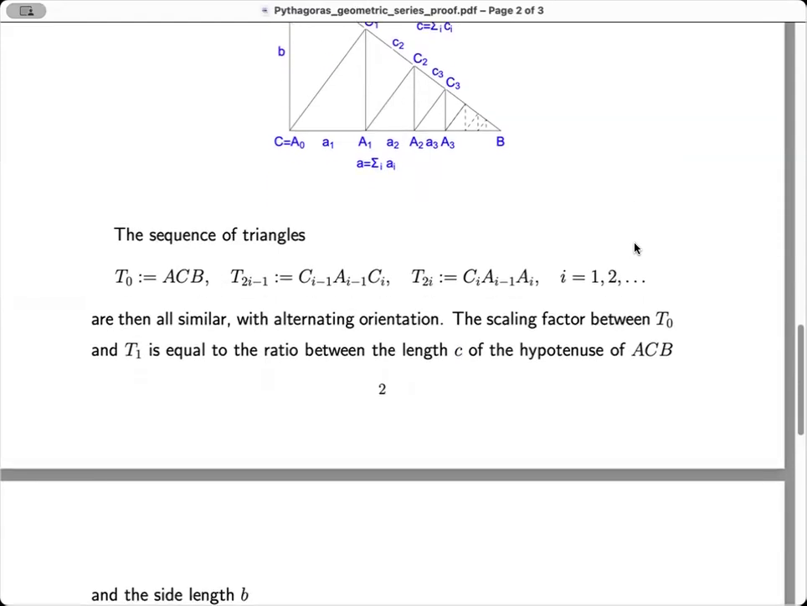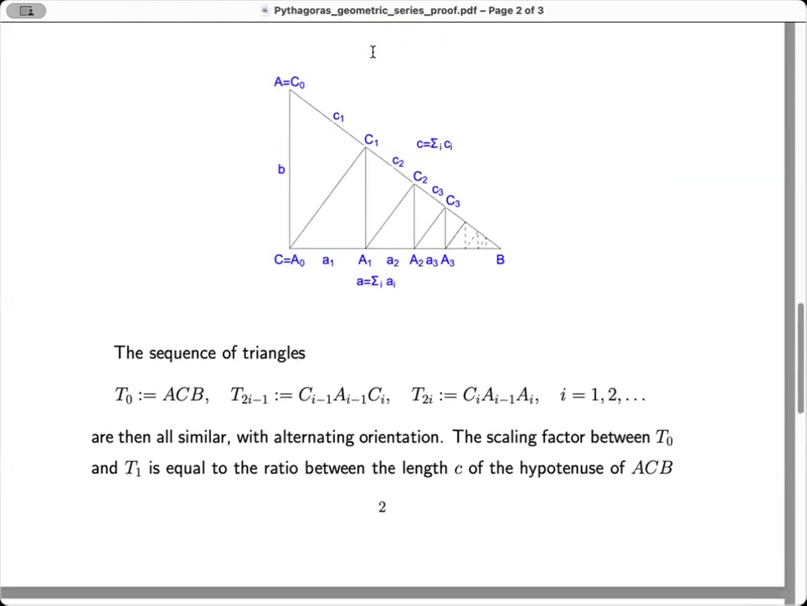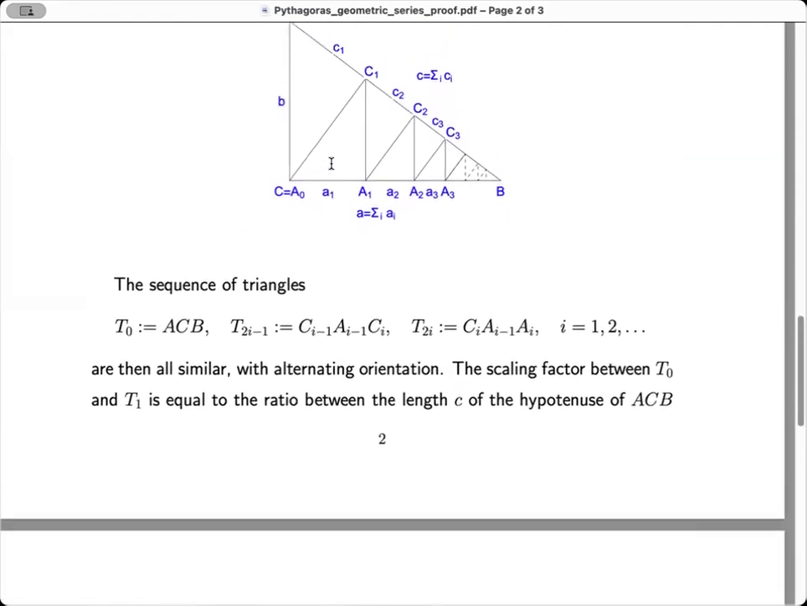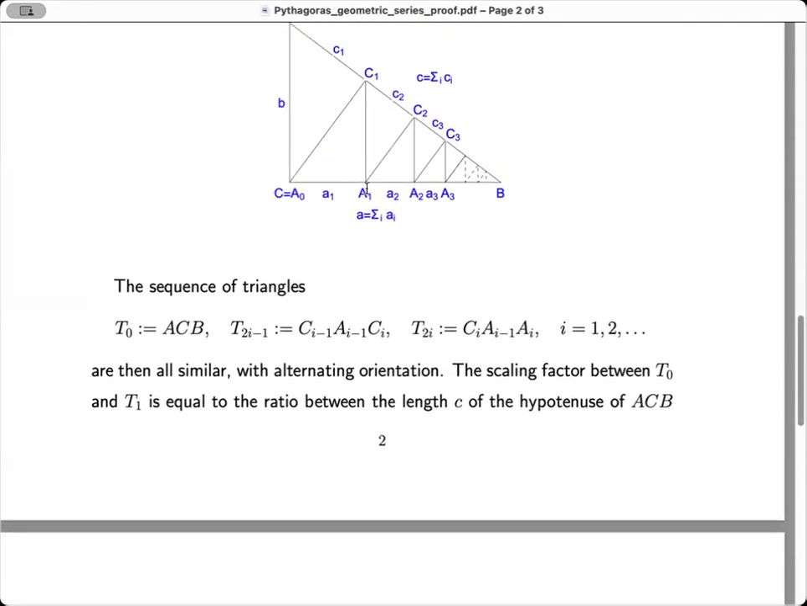Moreover, the ratio between all of these is equal. They have a common ratio. The ratio between T0 and T1 is not the same. The ratio between T0 and T1 is the same as the ratio between the hypotenuse and the height b.